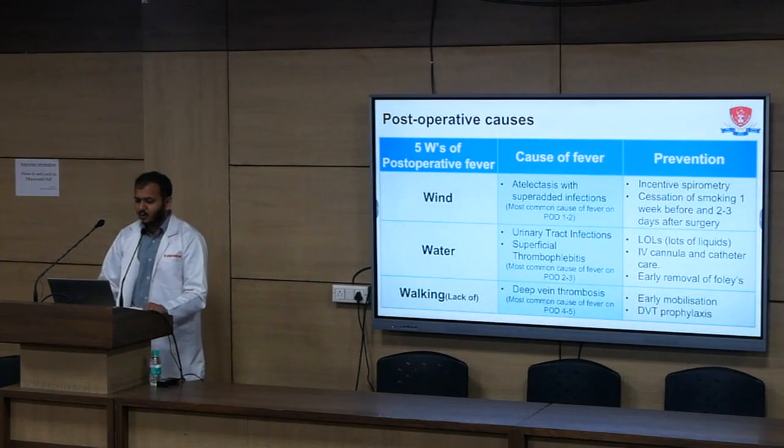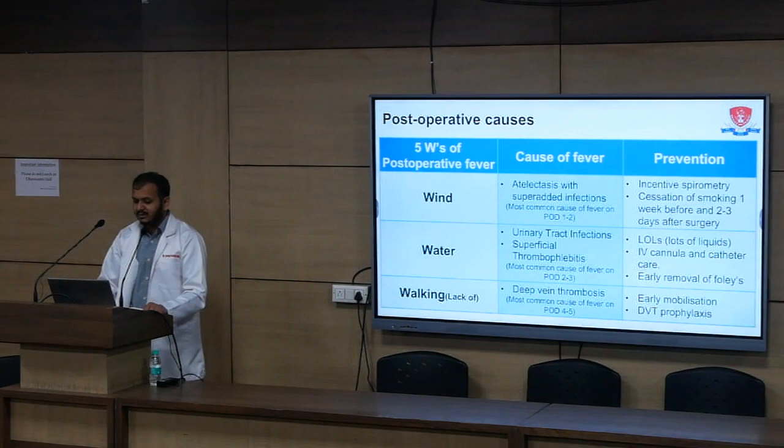The second W is water, which represents urinary tract infections and superficial thrombophlebitis. It is the most common cause of fever on post-operative day 2 and 3. It can be prevented by lots of liquids, IV cannula and catheter care, and early removal of Foley's catheter.